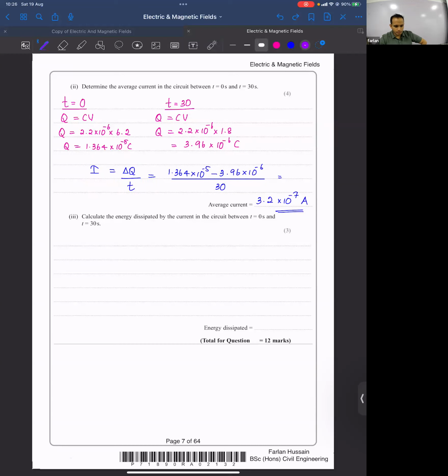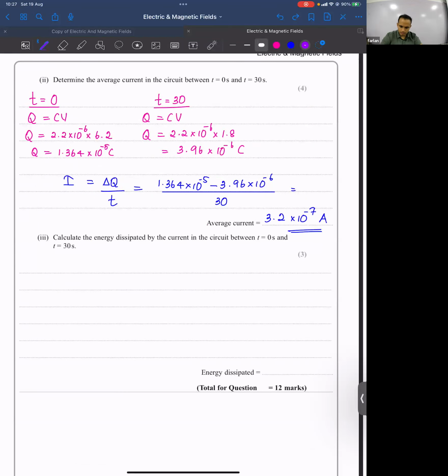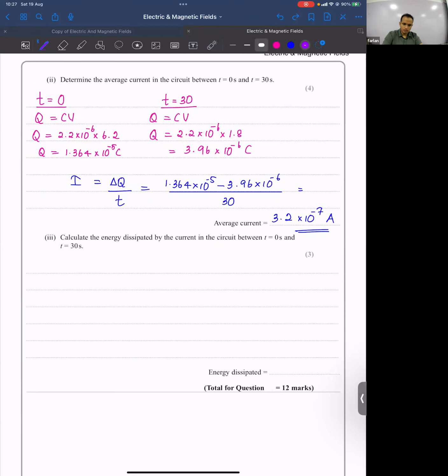Right. The next one, part 3. Calculate the energy dissipated by the current in the circuit between t equals 0 and t equals 30. So we should find the energy at 0 seconds and the energy at 30 seconds, right? And then subtract the answers and we get the energy. Correct. That's right. You're right.